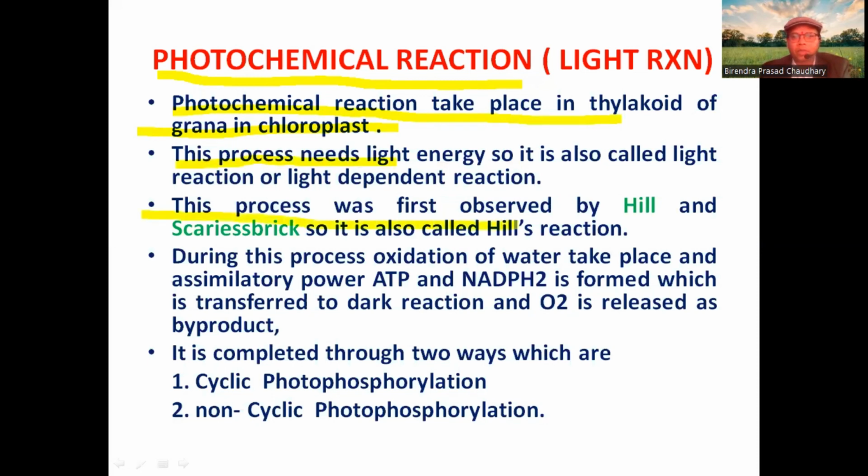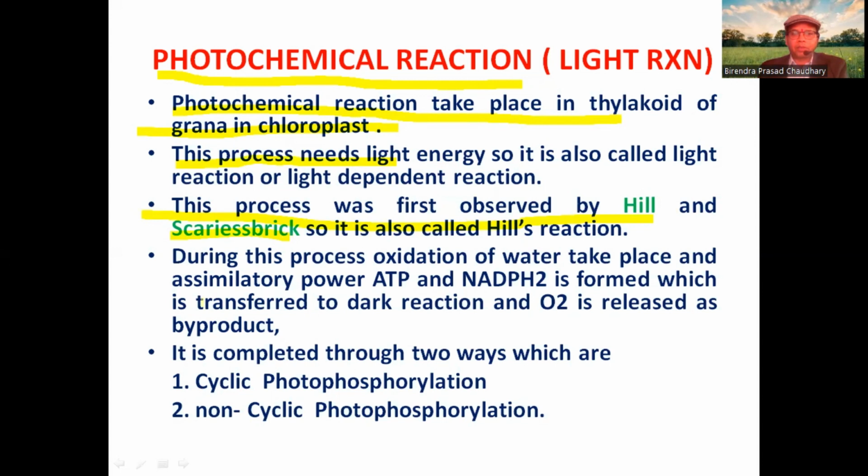Next, this process was first observed by Hill and another scientist, so it is also called Hill's reaction. Hill's reaction is the photochemical reaction. Photochemical reaction is also called Hill's reaction. Okay, so you have to consider this.